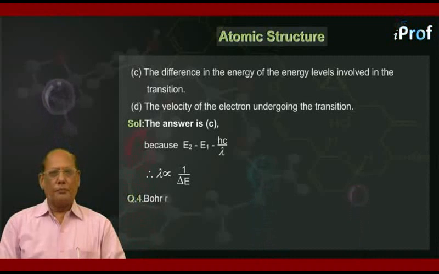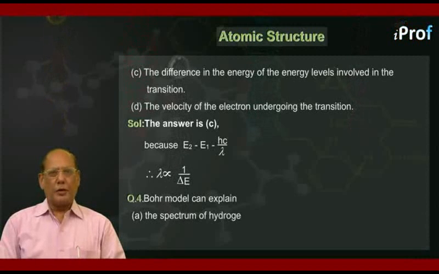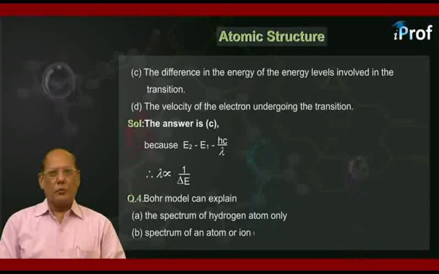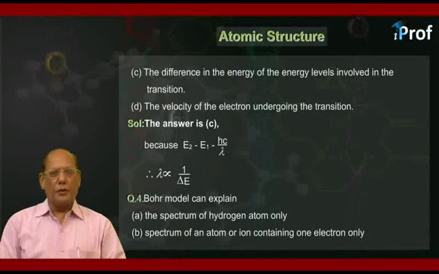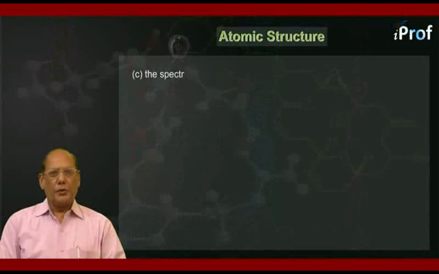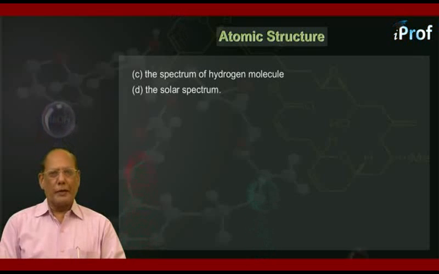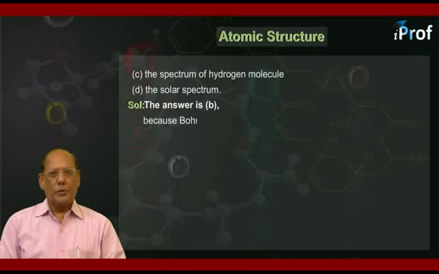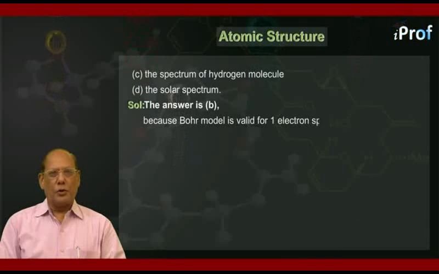Question number 4. Bohr model can explain: A, the spectrum of hydrogen atom only; B, spectrum of an atom or ion containing one electron only; C, the spectrum of hydrogen molecule; D, the solar spectrum. The answer is B, because Bohr model is valid for one electron species.